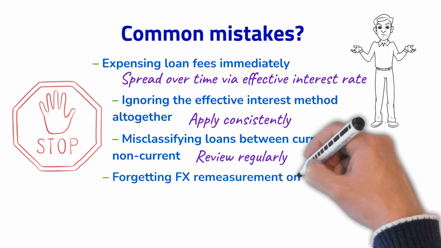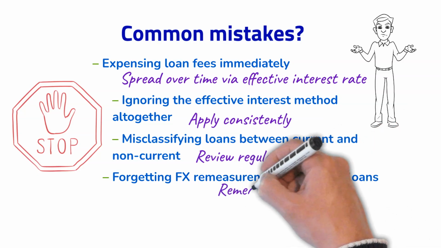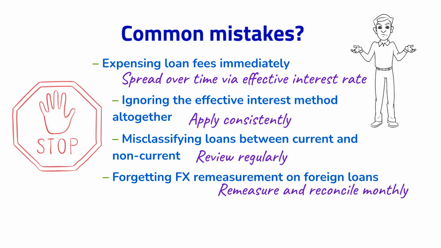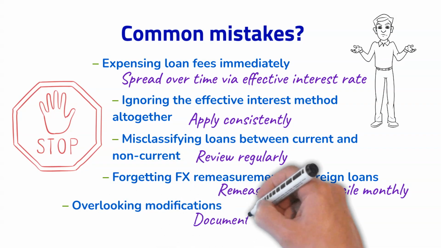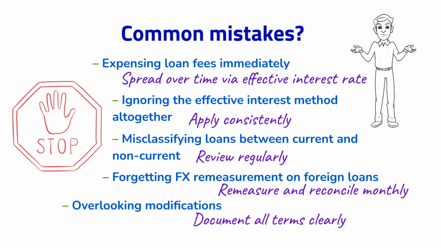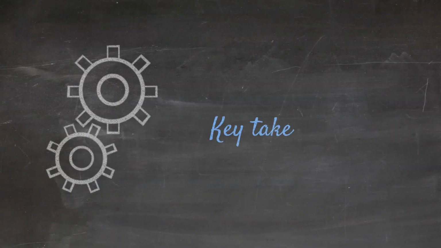Forgetting forex remeasurement on foreign loans. Remeasure and reconcile every month. Loan modifications are often overlooked. Document all loan terms clearly, including interest rates, fees, and repayment schedules. Finally, mixing lease liabilities with borrowings. Keep them separate. Here we go.